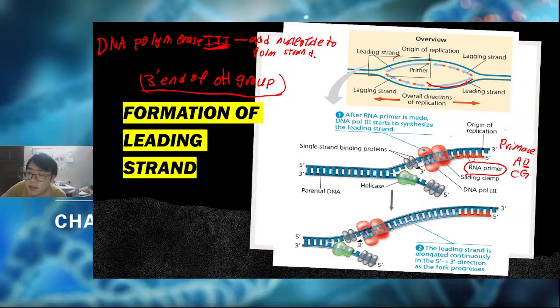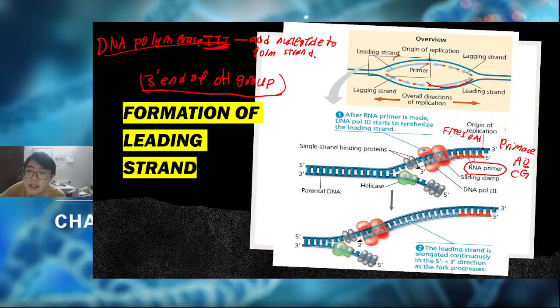So primase will synthesis RNA primer with a certain length of nucleotide, not many, short length only. Because the major objective of adding RNA primers is to let the DNA polymerase 3 add the nucleotide at the 3' end OH group of the nucleotide. Okay, so once it is added, there is the free 3' end here. So DNA polymerase 3 can bind to the RNA primer.